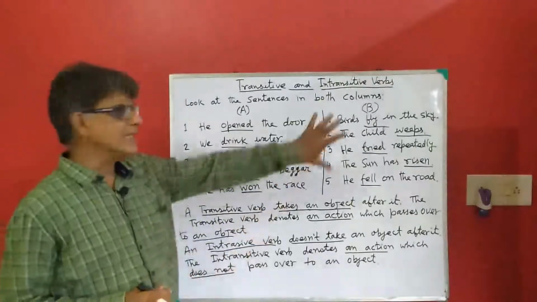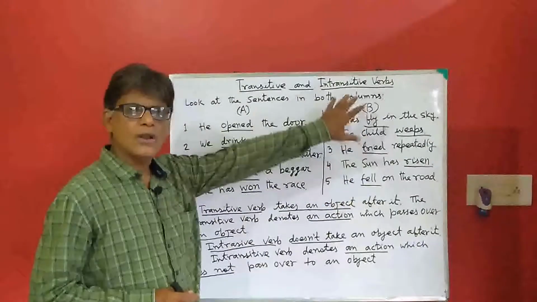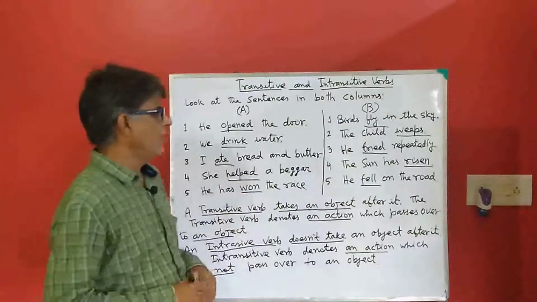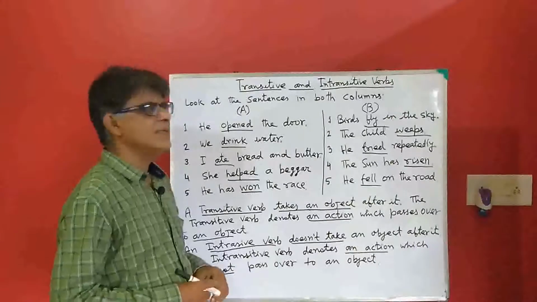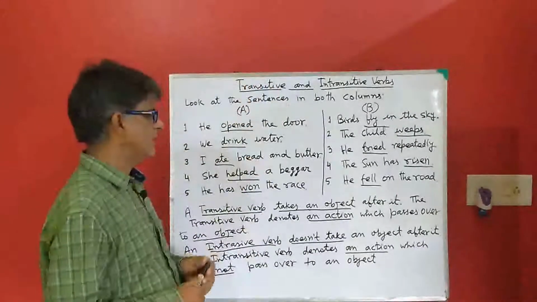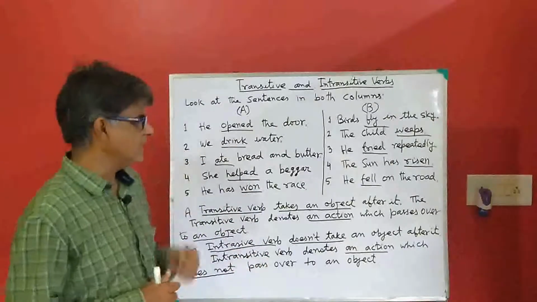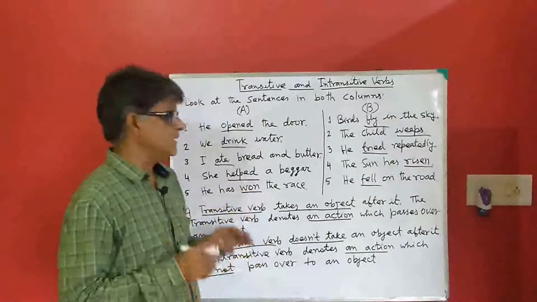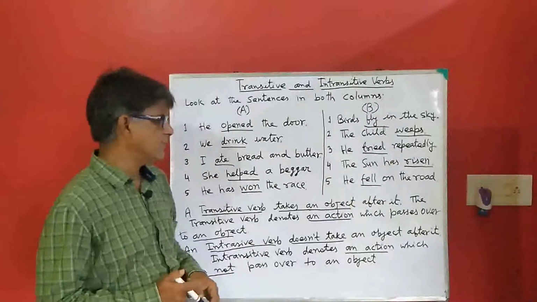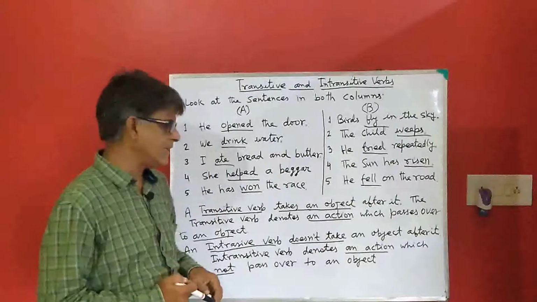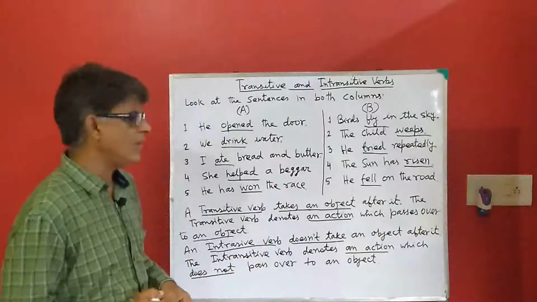Now look at the sentences in column B. Number 1, birds fly in the sky. Number 2, the child weeps. Number 3, he tried repeatedly. Number 4, the sun has risen. Number 5, he fell on the road.